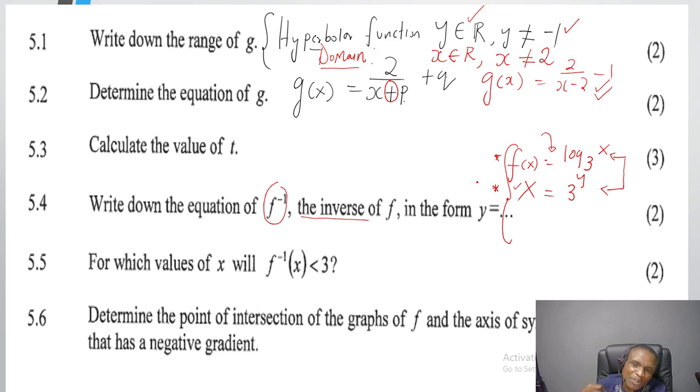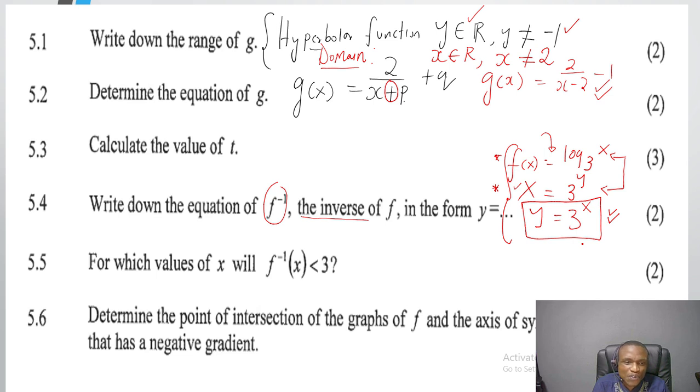When you're looking for the inverse of a function, you swap the variables. So you're going to say y equals 3 to the exponent x. So this is the inverse of the function f. y equals 3 to the exponent x. We give you 2 marks as well, if you like.